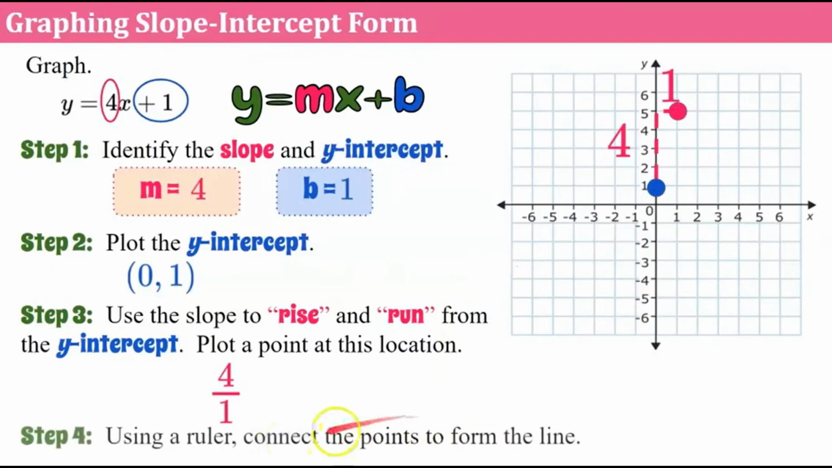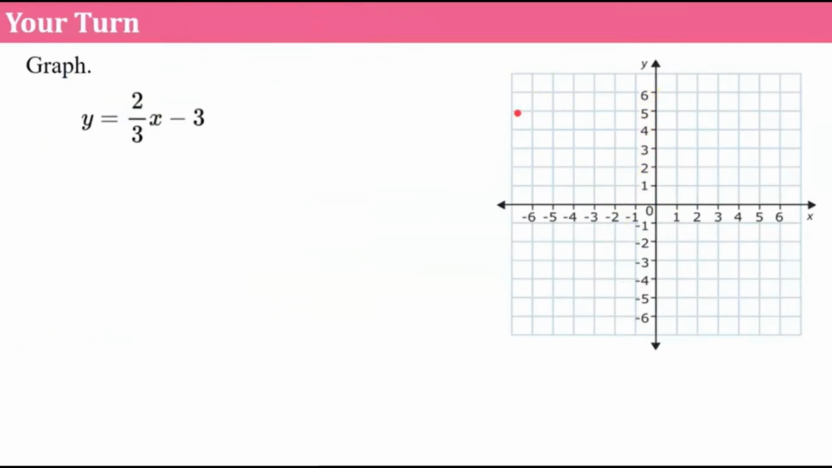And step 4, we're going to use a ruler, which, since we're on a graph here, we're going to use just our technology and connect our points. There's our line, y equals 4x plus 1. Y-intercept of 1 and a slope of 4. Your turn. I would like you to pause the video here, graph the line, and come back and hit play when you're ready.